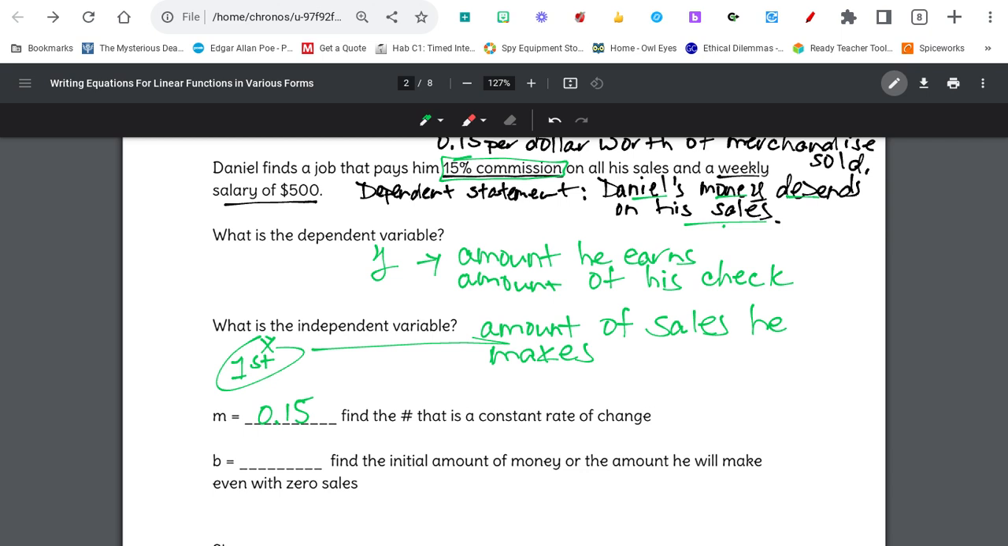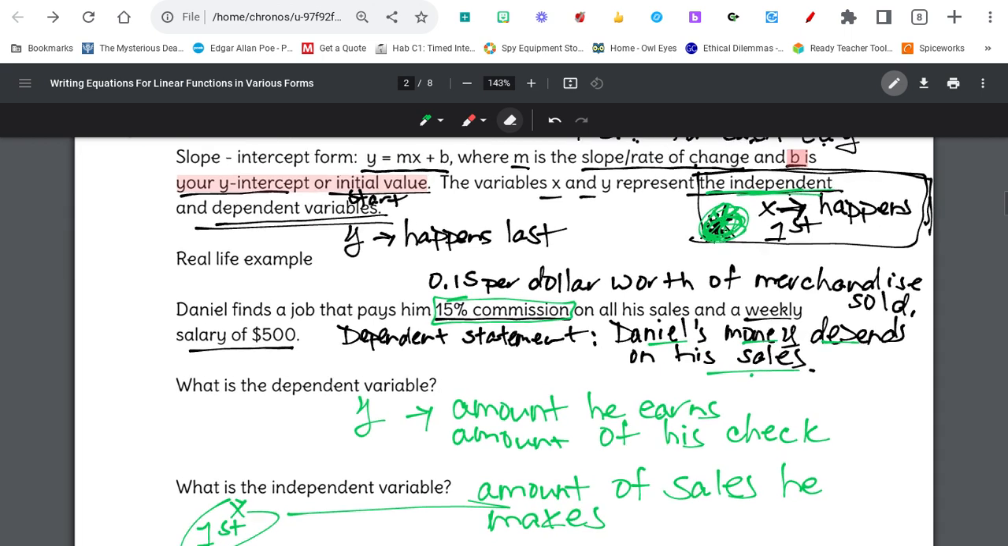All right, so B, it says find the initial amount of money or the amount he will make even if he makes 0 sales. So I'm going to ask you, looking at our word problem here, and I need to erase all of this.